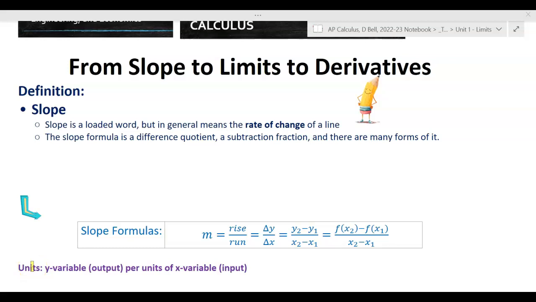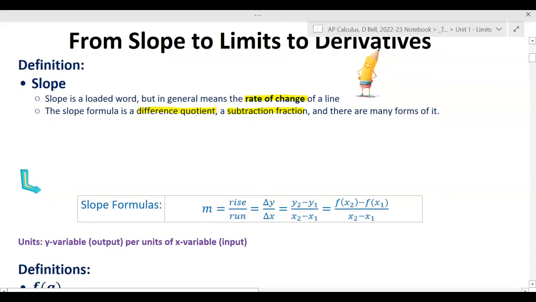So our first definition, slope. Slope is a loaded word. It means a lot of different things. In general, it means a rate of change. Anytime we're finding a rate of change, we're finding the slope. Slope formula is a difference quotient. Difference quotient meaning a subtraction fraction, right? Difference means subtraction, quotient means fraction, and there are many forms of it.